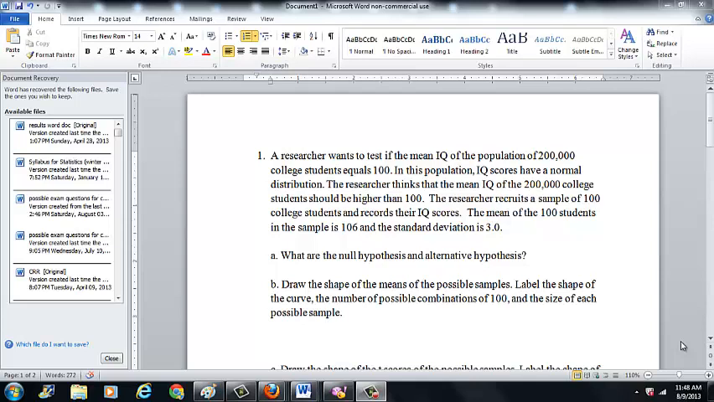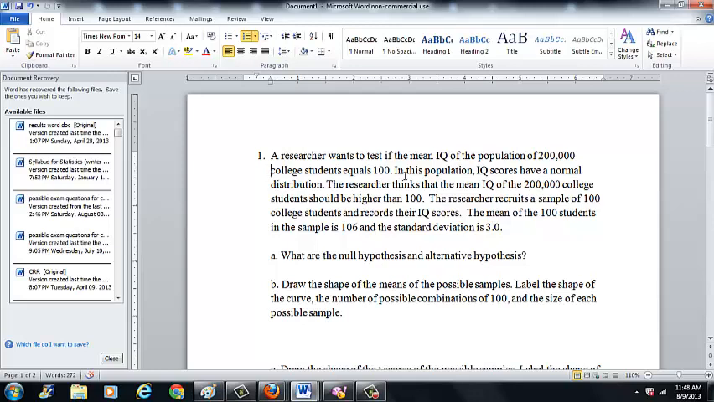I wanted to do some examples of some homework questions with you. These are some examples of the types of questions that I'll give you on your next assignment. This first question is asking about a one-sample t-test. And you can tell it's a one-sample t-test because a one-sample t-test is used to test if the mean of a population equals a certain value. And in this case, a researcher wants to test if the mean IQ of a population of college students equals 100.